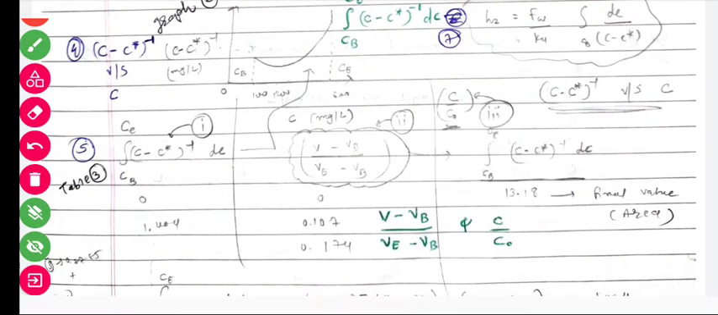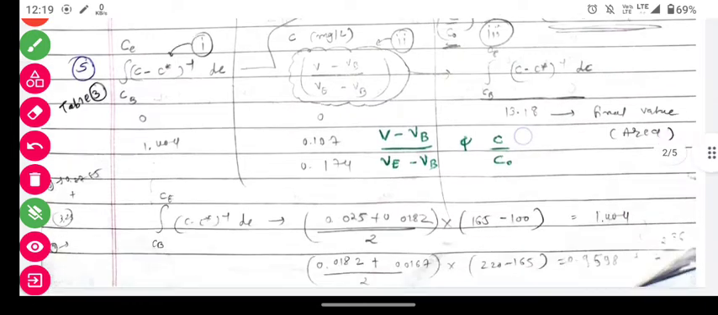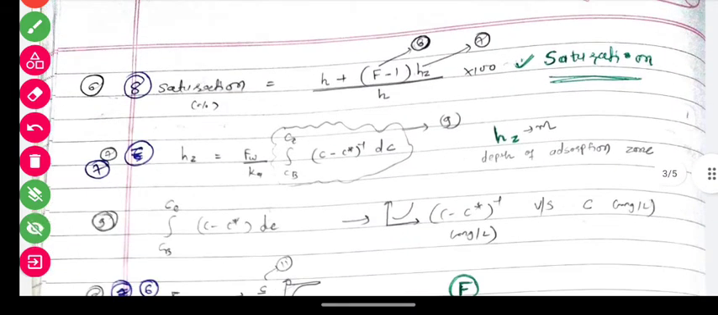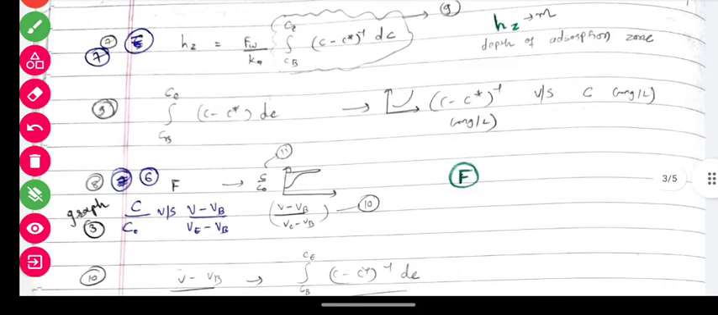Okay, you got these two values. Now you have to plot graph number 3, and this is step number 6. So this is graph number 3: C by C naught versus V minus VB upon VE minus VB. From this you will get the F. The area of that graph will be F.